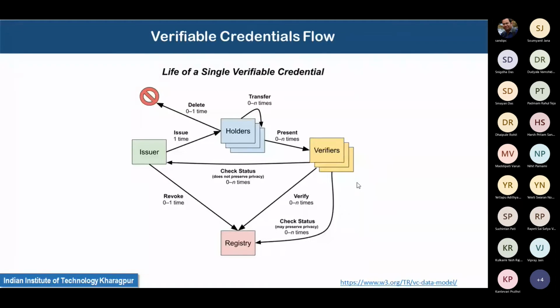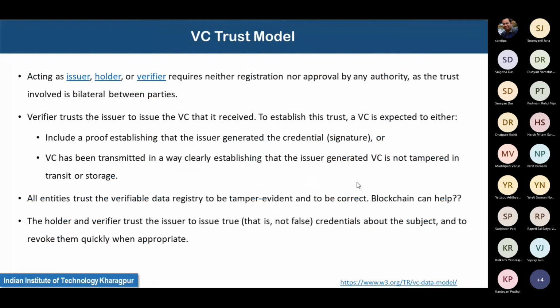And Pat could save it anywhere, and then it could be presented. So every time it is presented, it has to be ensured that it was indeed issued by the issuer to Pat. So what is the trust model?